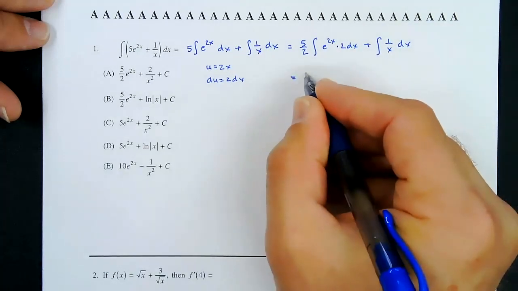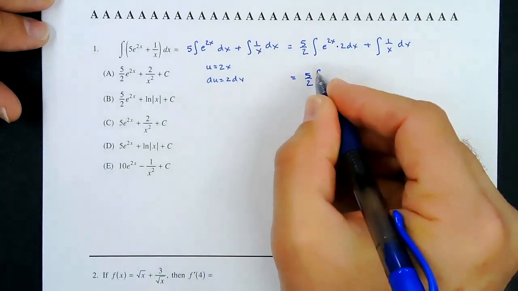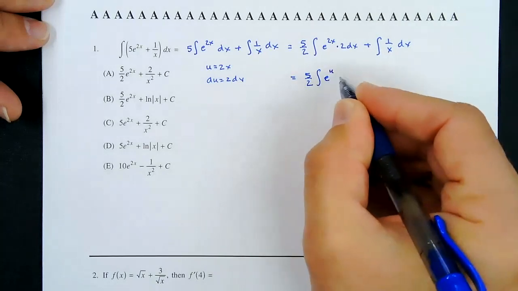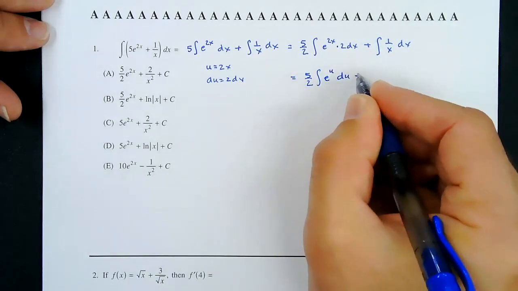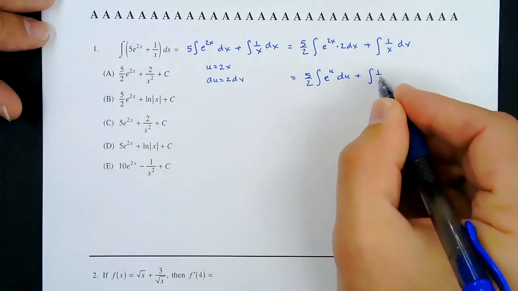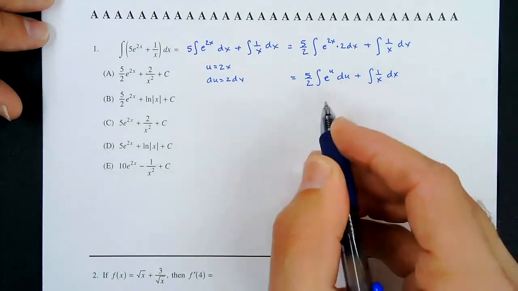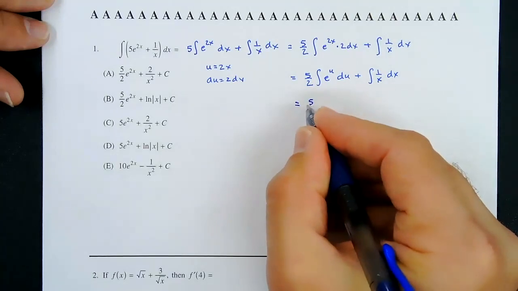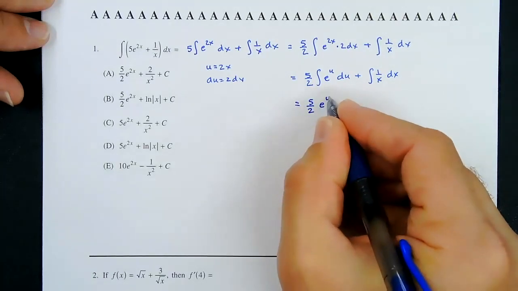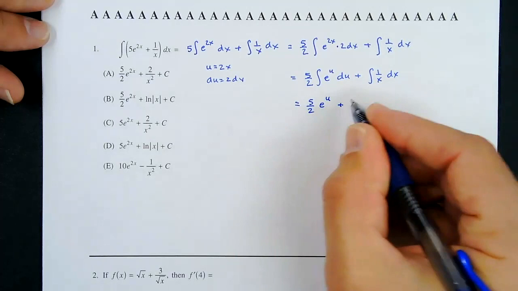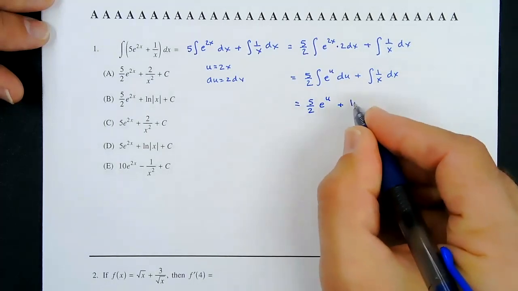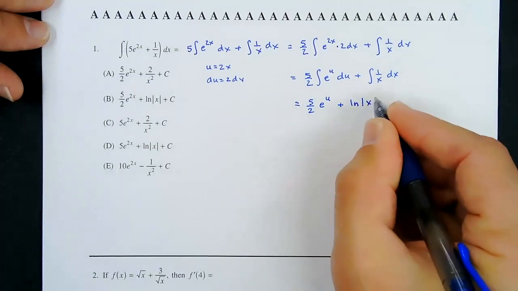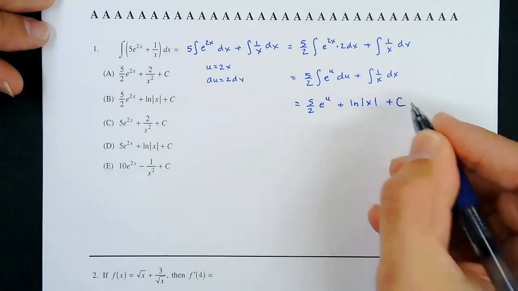And so this becomes 5 halves the integral of e to the u du plus the integral of 1 over x dx. And the integral of e to the u is e to the u. So this would be 5 halves e to the u, and then plus the integral of 1 over x, which is the natural log of the absolute value of x, and then plus a constant c.